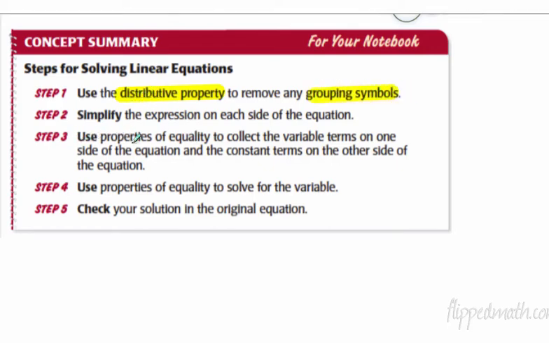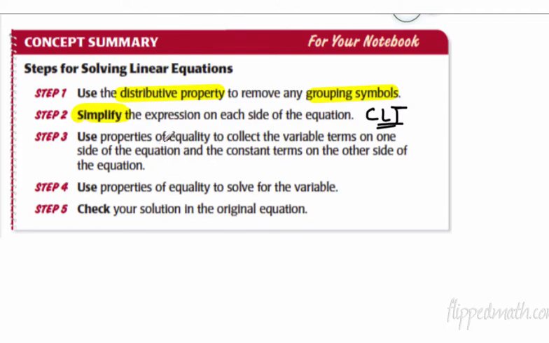Step 2, we're going to simplify the expression on each side of the equation. All right, what does that mean? Simplify means we're going to use things like combining like terms. That's probably what we're talking about there when we say simplify. It might be doing some normal multiplication or reducing fractions or something like that, but that's basically what we're looking at. Step 3, use the properties of equality.